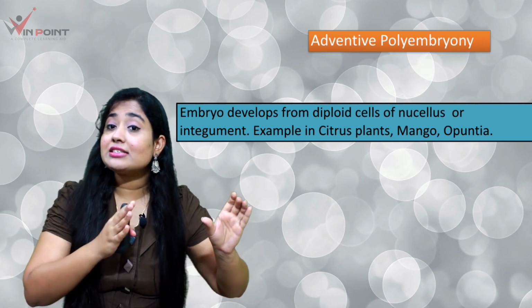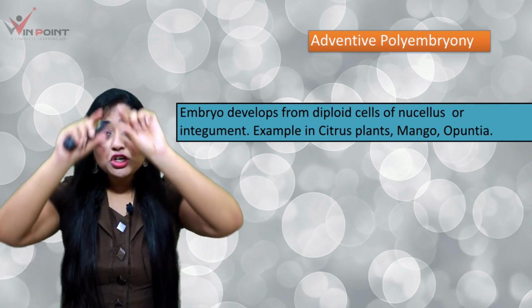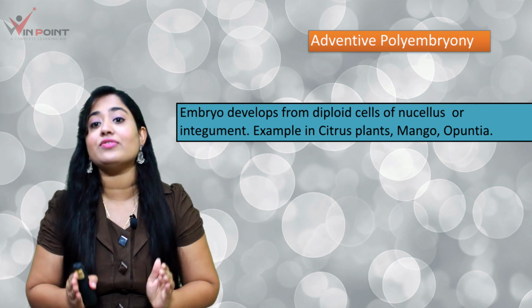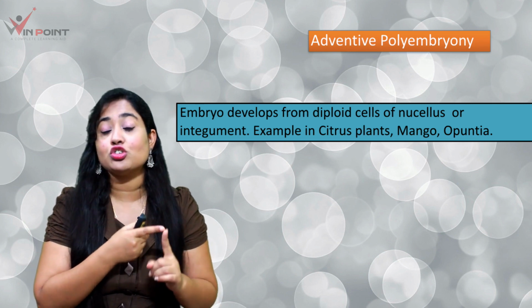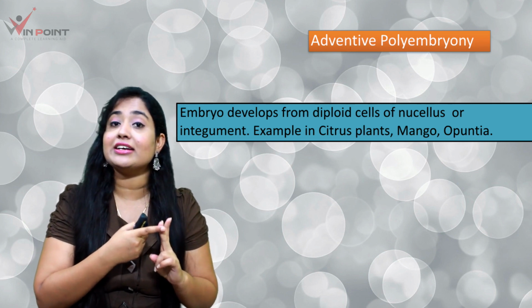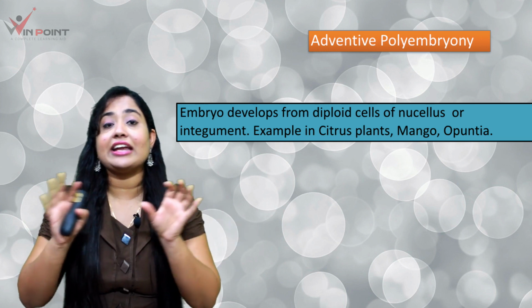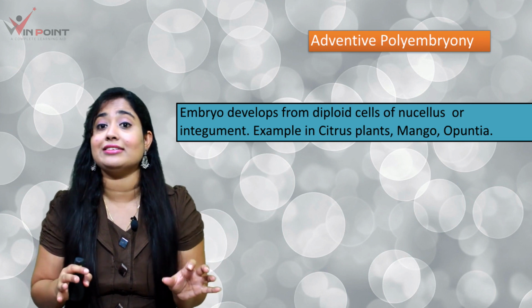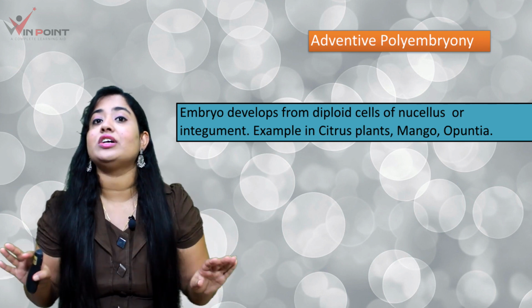So, nucellus is the central part of the ovule containing the embryo sac, whereas the integument are the protective covering which is made of diploid cells. And it's also clear that in angiosperms there are two integuments, whereas in gymnosperms there is a single integument. Now, nucellus and integument both have diploid cells. So, they give rise to an embryo without fertilization.